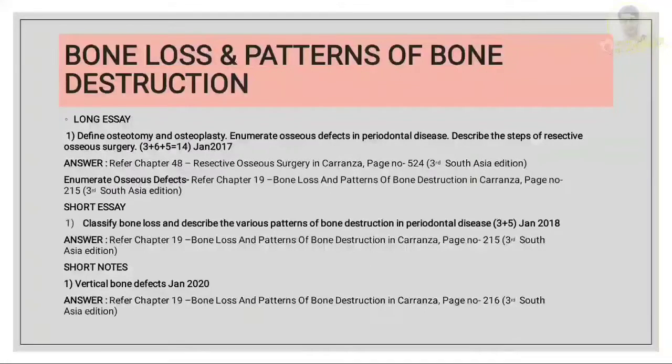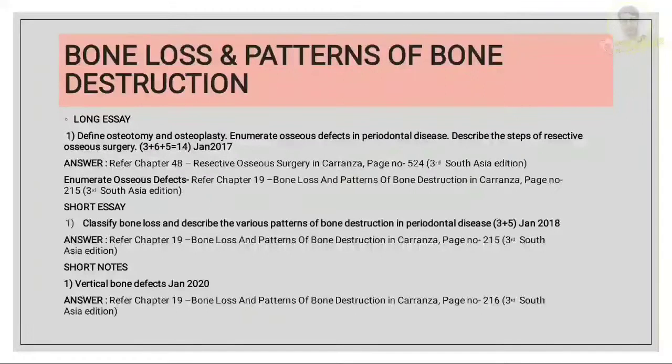Then for the second part, that is the enumerate osseous defect in periodontal disease, please refer chapter 19, bone loss and patterns of bone destruction. Most of the students will write only about the vertical bone loss and horizontal bone loss. Other than that, there are many other bone defects such as osseous craters, bony contours, reverse architecture, ledges, furcation involvement and all. And whenever you are mentioning about the vertical bone defect, always mention about the 1-wall defect, 2-wall defect and 3-wall defect.